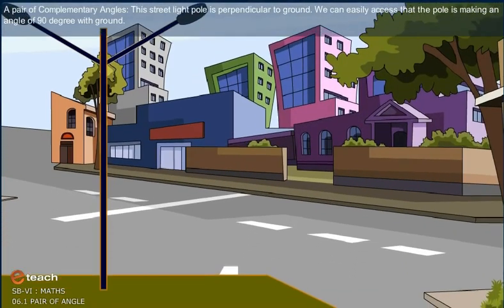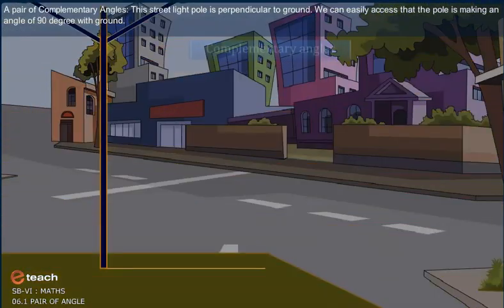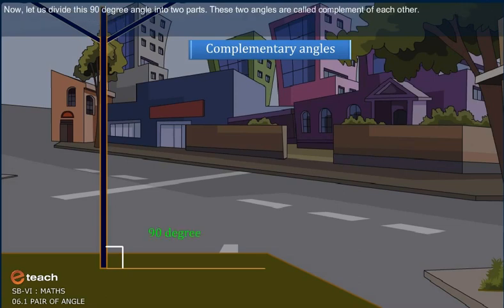This streetlight pole is perpendicular to the ground. We can easily see that the pole is making an angle of 90 degrees with the ground. Now, let us divide this 90-degree angle into two parts. These two angles are called complements of each other.